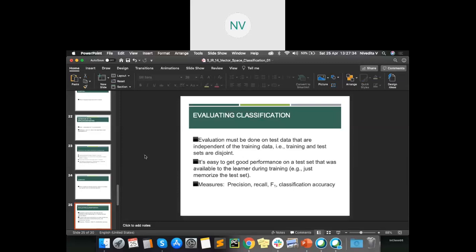A few of the measures are accuracy, precision, recall and F1. Accuracy is defined as the fraction of instances that are correctly classified, precision is the fraction of correct predictions for a class, and recall is the fraction of instances of a class that were correctly predicted. F1 is also a measure that affects the evaluation, which is the harmonic mean of precision and recall.